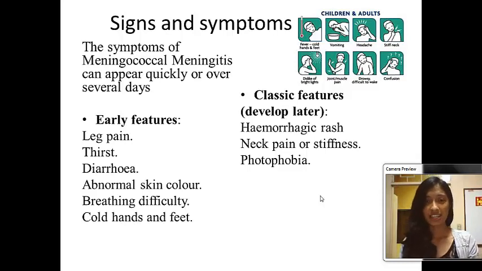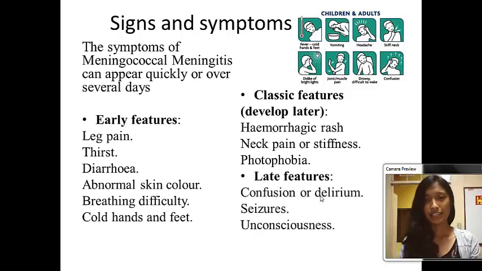If the disease progresses, the patient may experience the classic features. This is developed later, or a hemorrhagic rash. The rash is not a typical rash. It is classified as a red and purple rash, or it is considered a petechial rash. Now, it starts from a small spot and it develops into a small group, anywhere on your body. Next, the patient may experience neck pain or stiffness and photophobia. And the late features that develop are confusion or delirium, seizures, and unconsciousness.